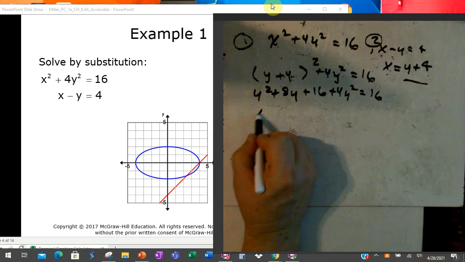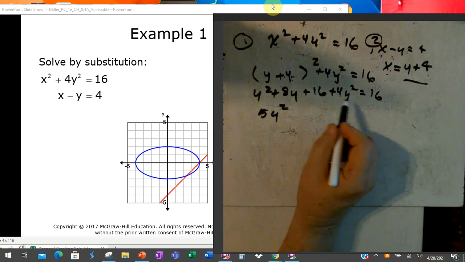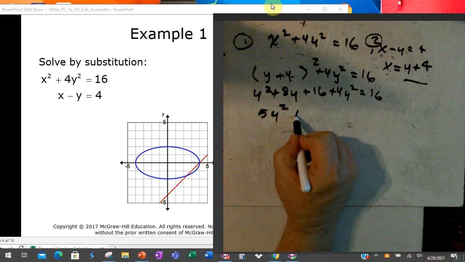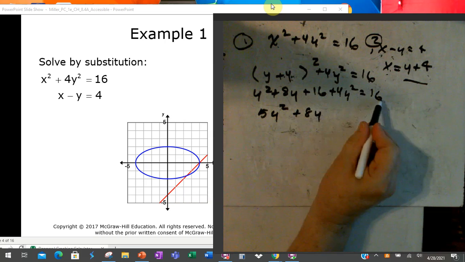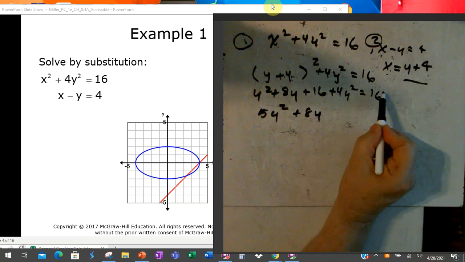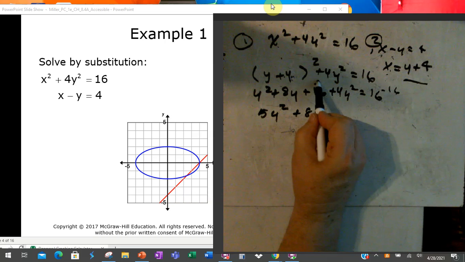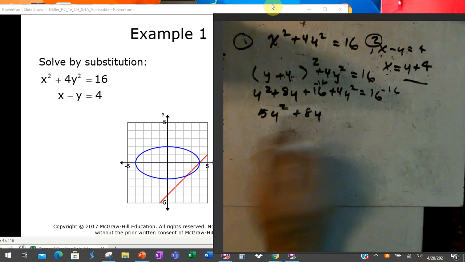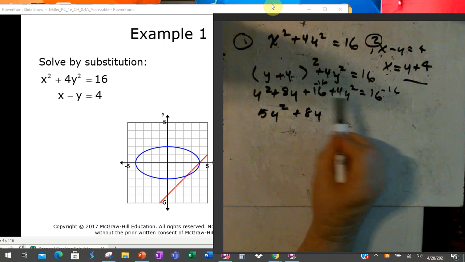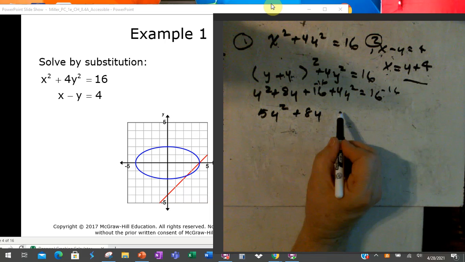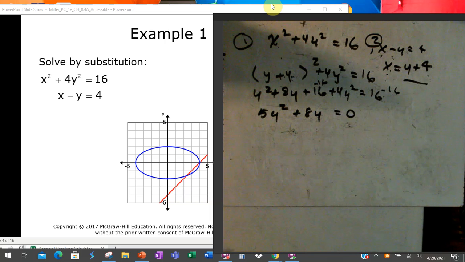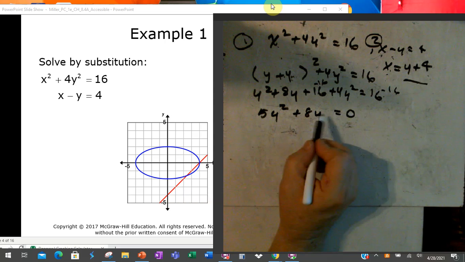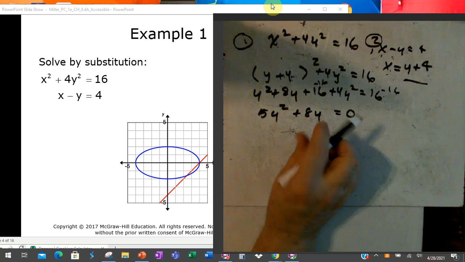Here, I add these things up: 5y squared plus 8y plus 16 plus 16. If I subtract 16 from both sides, I see a quadratic. When I subtract 16, this goes out, so I get this equal to 0. Now I see I can factor out a y.